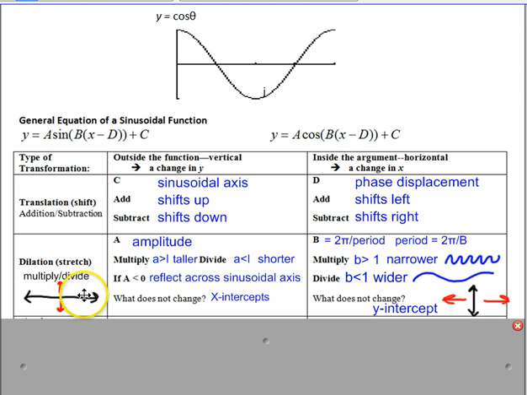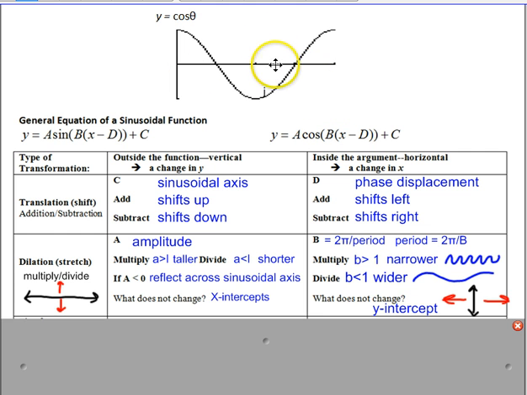This horizontal line, the x-axis, represents the sinusoidal axis. The graph stretches up and down by a factor of A from the sinusoidal axis. If A is less than 0, then the graph reflects across the sinusoidal axis. In other words, it flips over. So instead of cosine starting high and ending high, if A were negative, the cycle would start low, go up to a high point, and then end low.